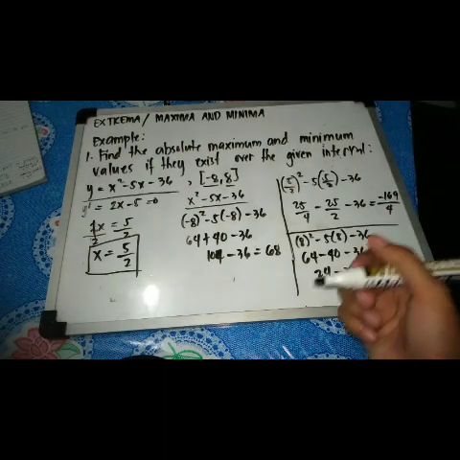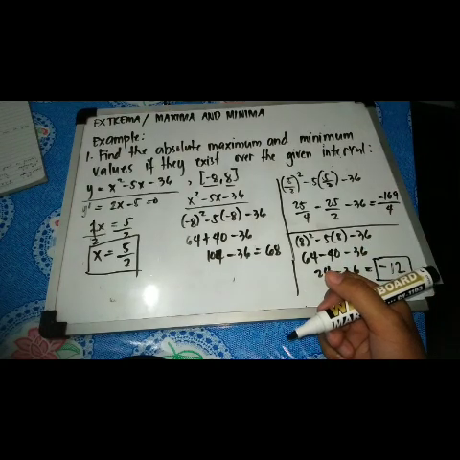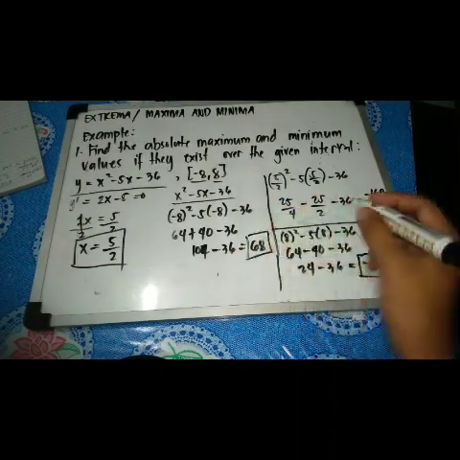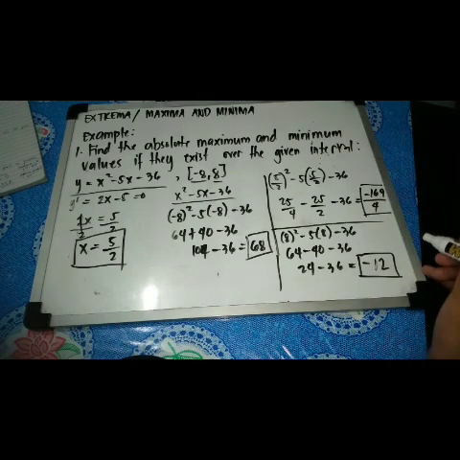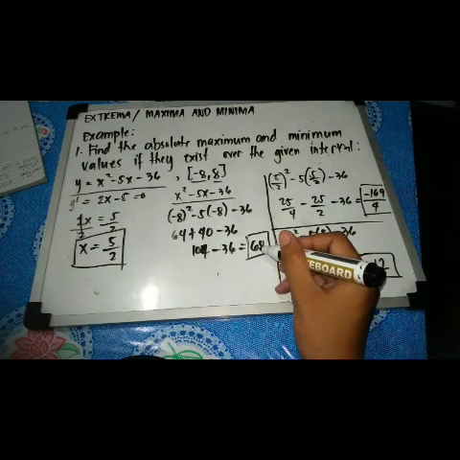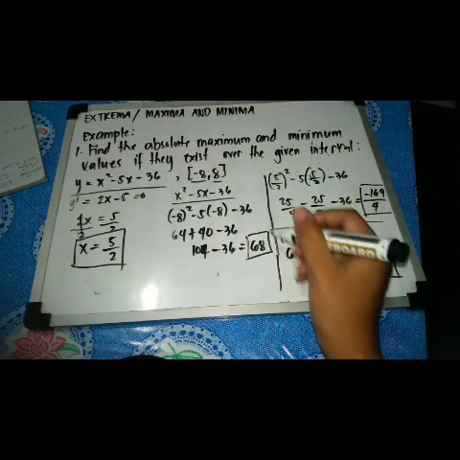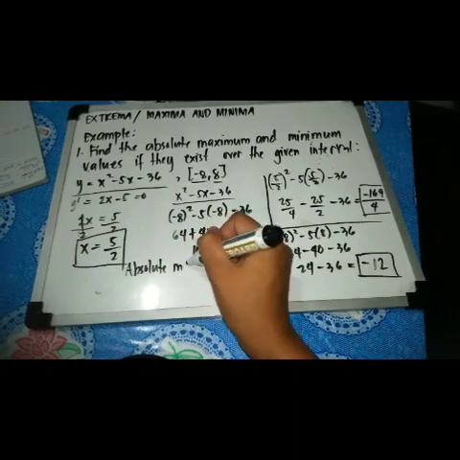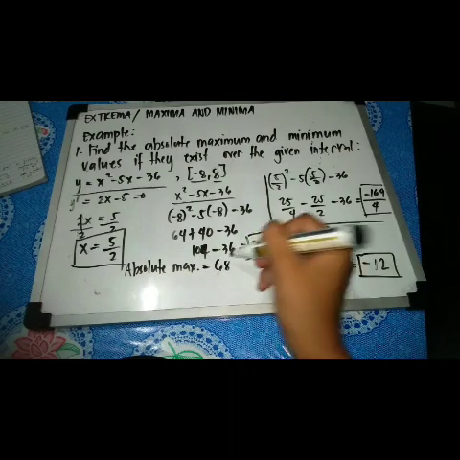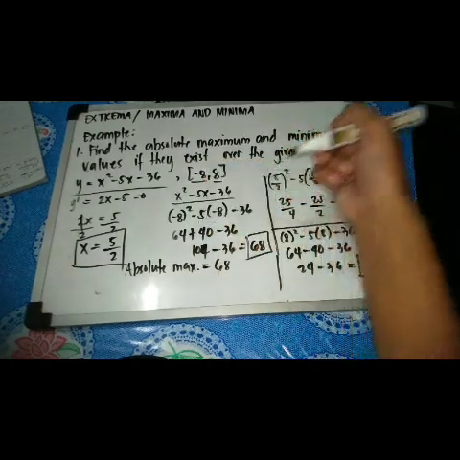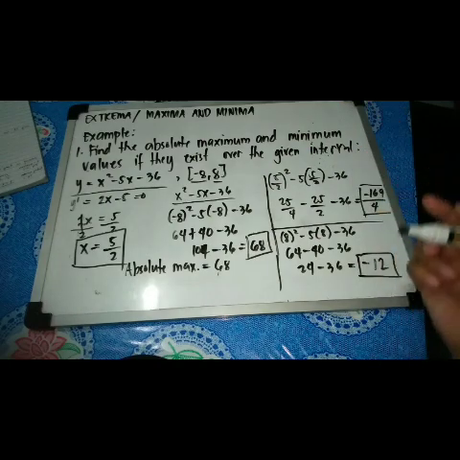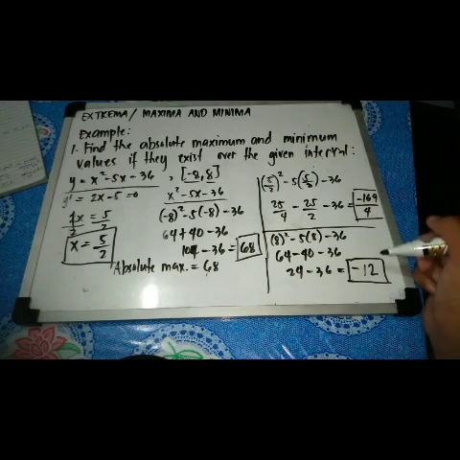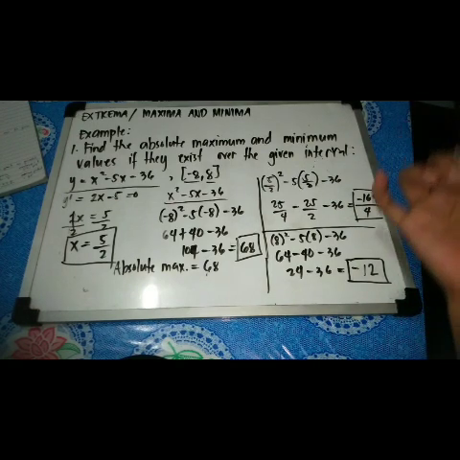So according to the definition, the absolute maximum is the highest value. By looking at these 3 results, we can identify that 68 is the absolute maximum. So our absolute maximum is 68. Next, the absolute minimum is the lowest value. As you can see, negative 169 divided by 4 and negative 12 are the negative values.